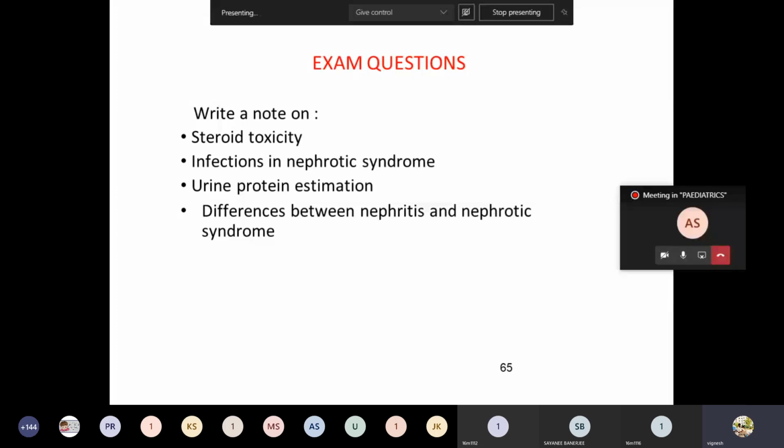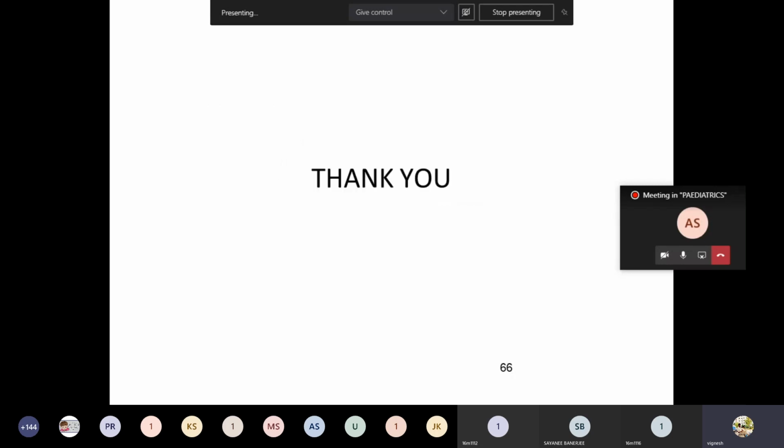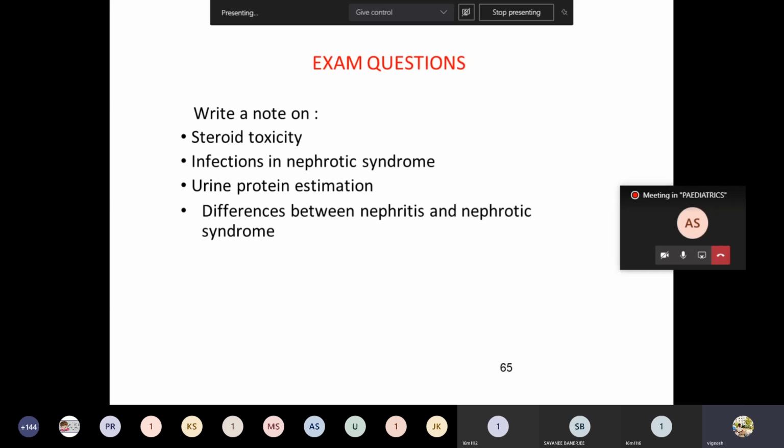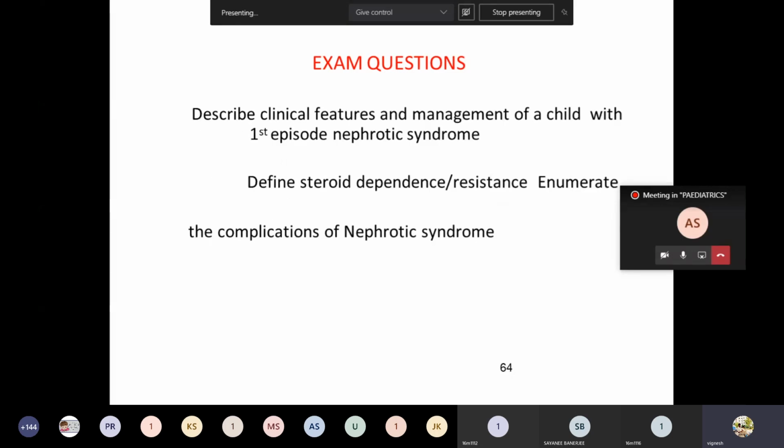Further, we can ask short notes on steroid toxicities, and that's what Cushing had already explained. Infections in nephrotic syndrome can be asked as short notes. Urine protein estimation, how you are going to do it? I already discussed 3 things in the urine estimations. Differences between nephritis and nephrotic syndrome will be asked as short notes. So this finishes my class. Thank you. And please remember, these are the exam questions. Please note down and go ahead with this.